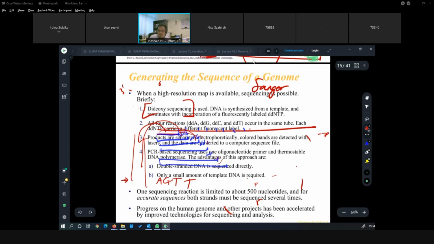So each one goes in, and the difference is by one size resolution. So now you can have the letters. This is how the nucleotide is sequenced. One sequencing reaction is limited to about 500 nucleotides using the Sanger sequencing method. Okay.